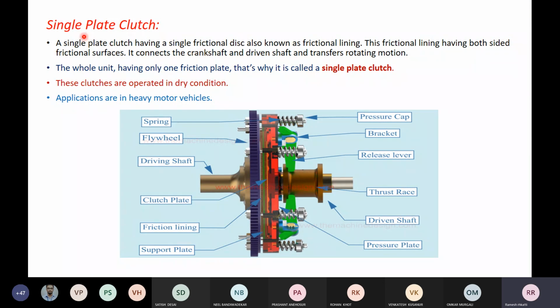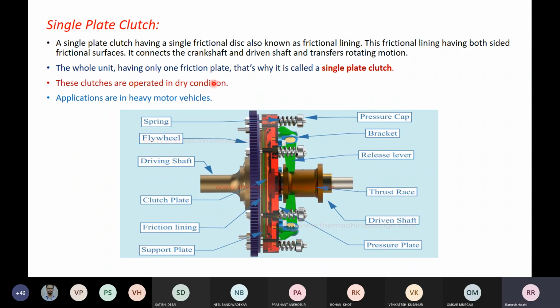All single plate clutches are operated in a dry condition. As they are used in a dry condition, there is no need of lubricant. For a single plate clutch, we don't require lubricant, as these can operate in dry conditions.